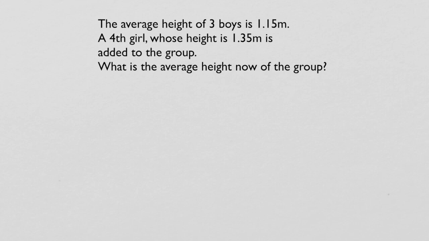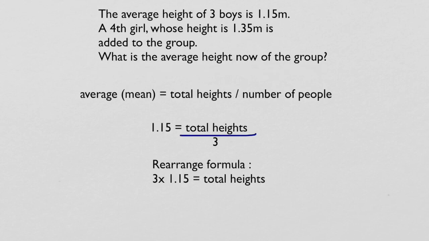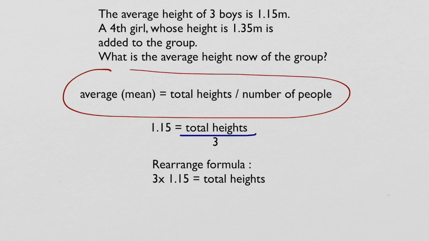The average height of 3 boys is 1.15 meters. A fourth girl, whose height is 1.35 meters, is added to the group. What is the average height now of the group? The best place to start on a question like this is with the formula. The formula for working out an average, like the mean, is mean equals total height of the group divided by the number of people in the group.